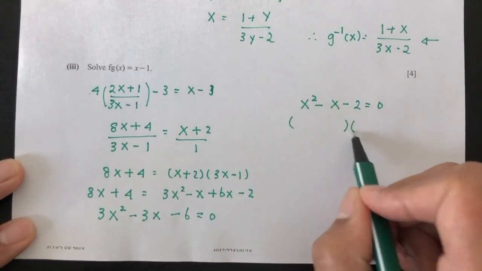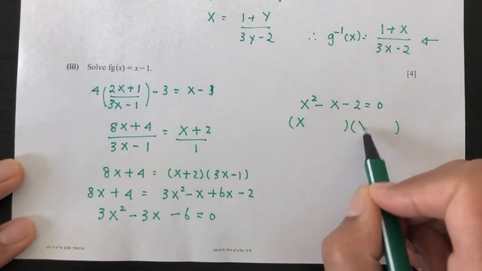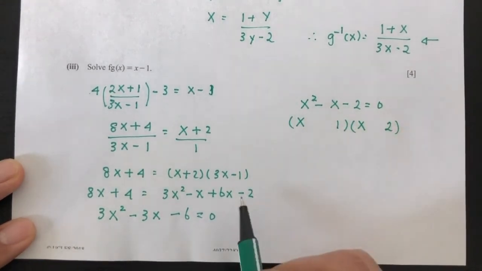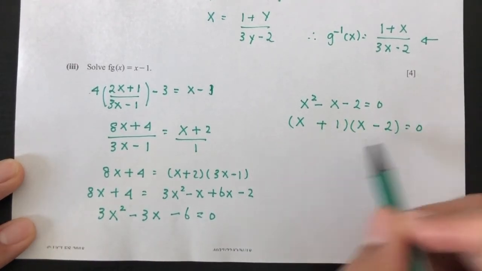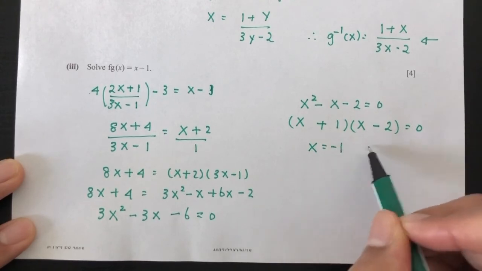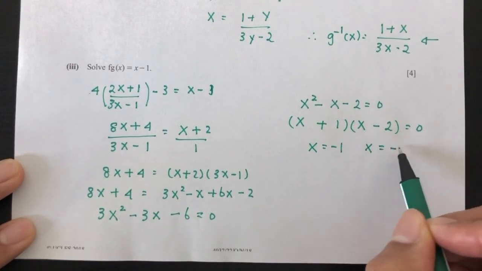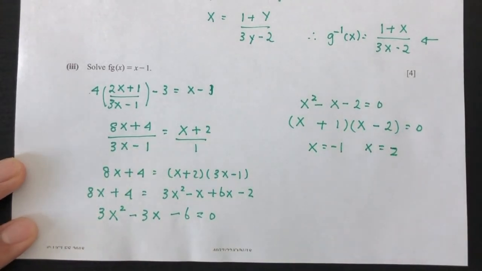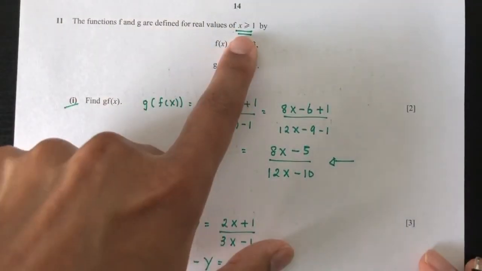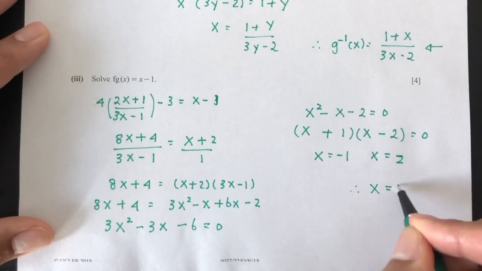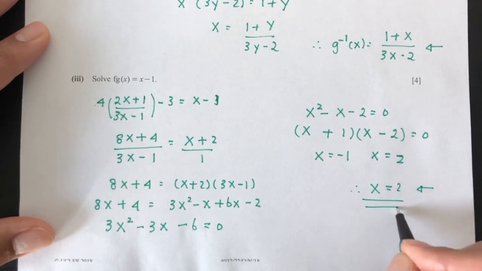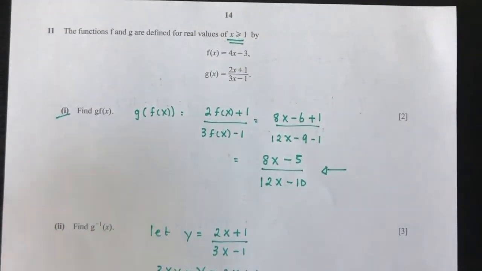Now factorize. That is x times x. 2 is 2 times 1. To get minus 1, we have to have minus 2 plus 1. So x is equal to minus 1, or x can be equal to 2. But as you can see, the value is only valid for more than 1, so x can only be 2. Okay, that will be your question number 11.